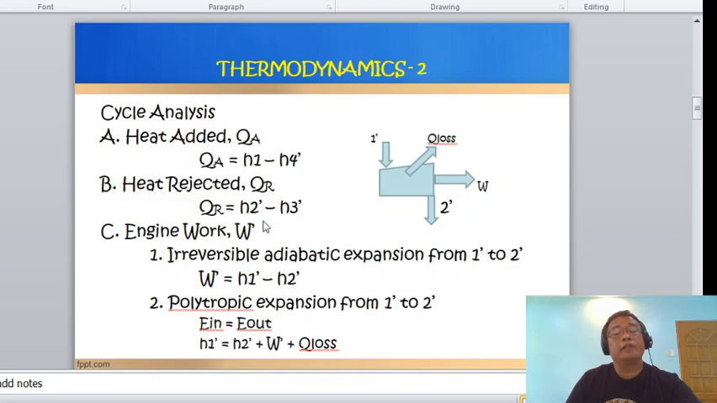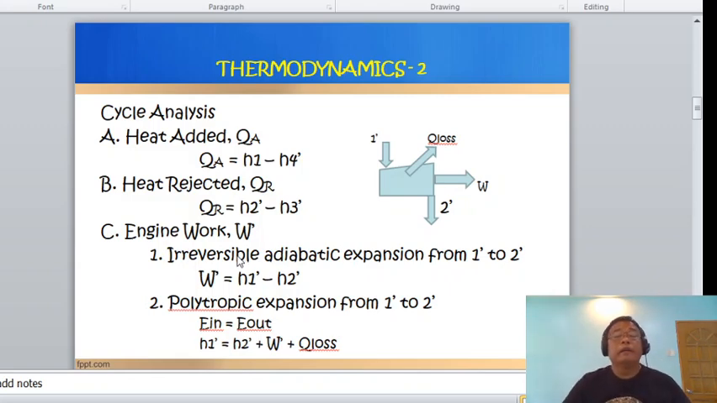Another is the engine work. We have here the irreversible adiabatic expansion from 1 to 2. Take note, this is no longer isentropic. This is polytropic. W is equal to h sub 1 prime minus h sub 2 prime, for the polytropic expansion from 1 prime to 2 prime. Or energy in equals energy out: h sub 1 prime equals h sub 2 prime plus W plus the loss, of course, based on the illustration. So that is the heat loss inside the turbine.